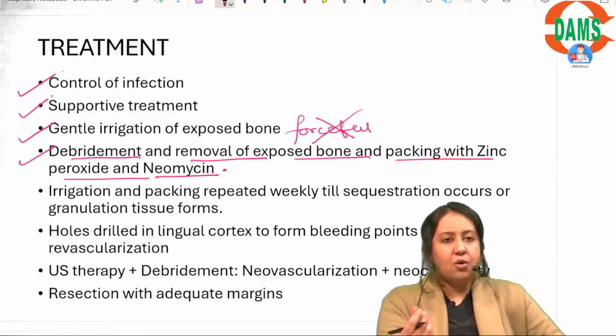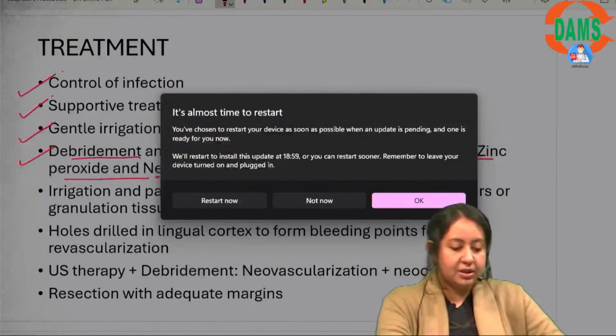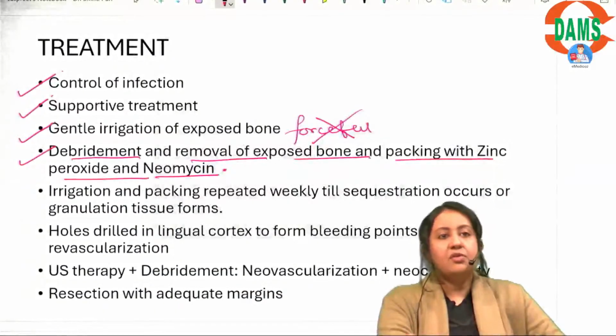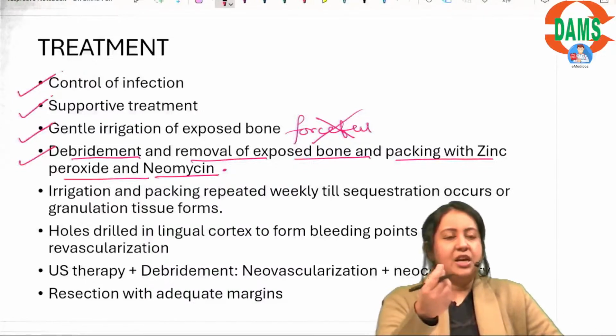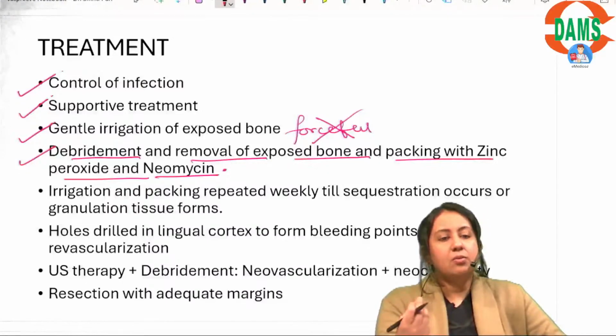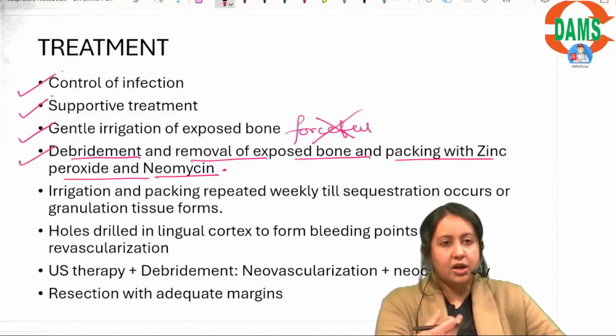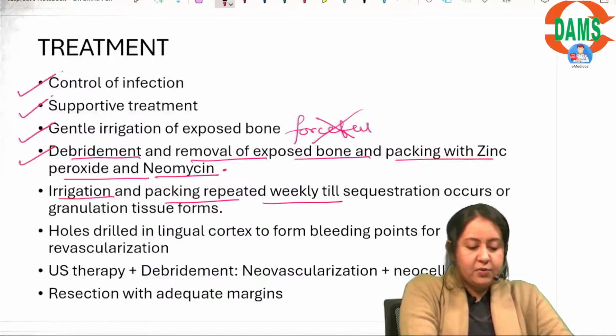If you feel intraorally or if you see that there are certain bone chips or bone fragments that are lying loose, or that are attached with a very little soft tissue attachment, you can remove those bone chips or fragments of bone. You can remove it in the OPD and pack the remaining area with zinc oxide and neomycin. So irrigation and packing is repeated weekly till sequestration occurs or granulation tissue forms.